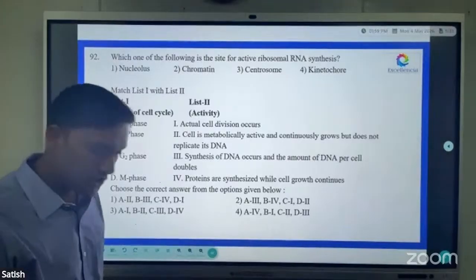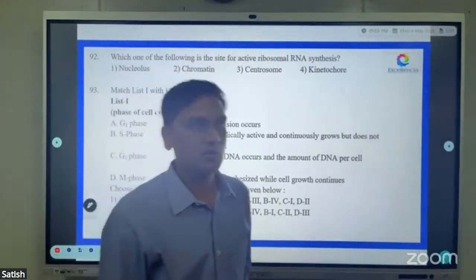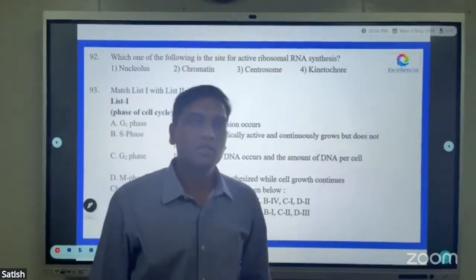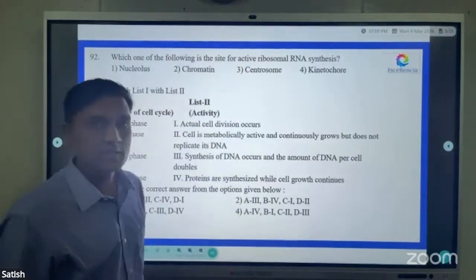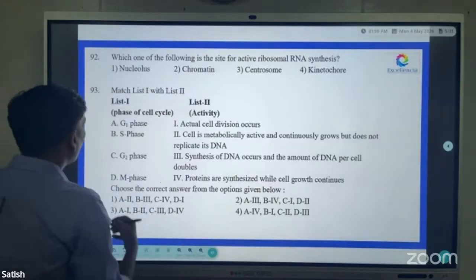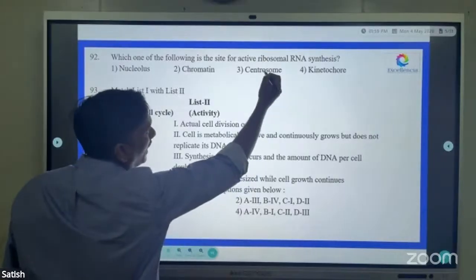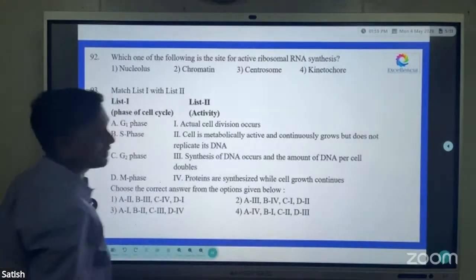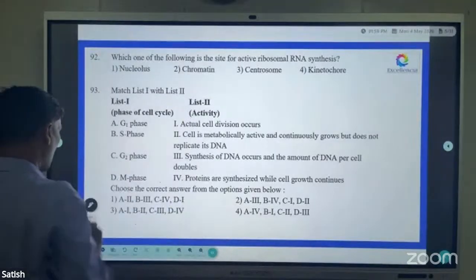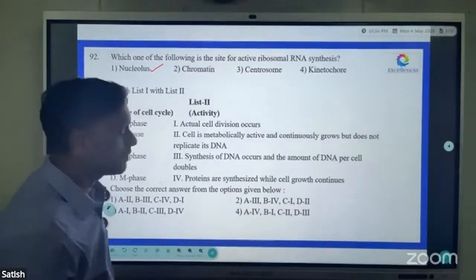So let's start with this question. I'm discussing the code 12 question paper. Those who are following the paper discussion online, just note down the paper code, that is code 12. Question 92: which of the following is the site for active rRNA synthesis, ribosomal RNA synthesis? Here, the nucleolus can be considered as the site for active rRNA synthesis.